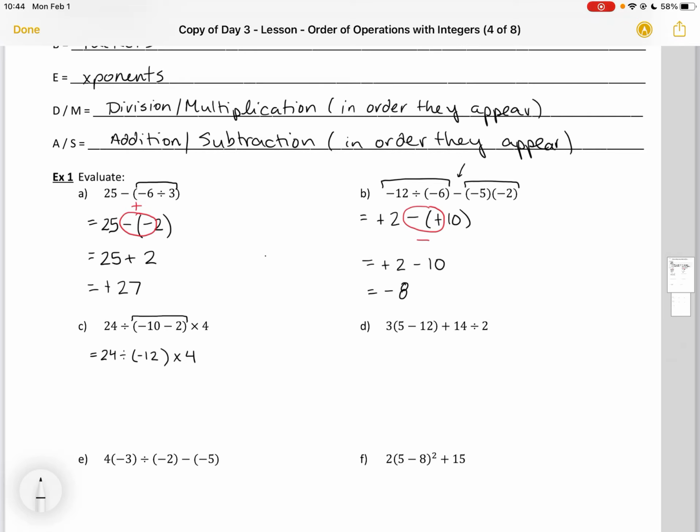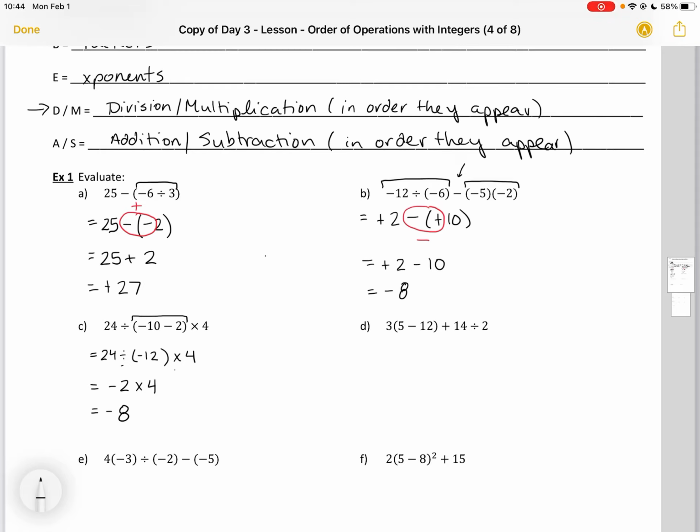Now the two operations that I have left are division and multiplication. Going back to my BEDMAS chart, I know that I can do those at the same time in the order that they appear. So here I will do 24 divided by -12 is going to give me -2. And then I'm going to multiply by +4, which gives me a final answer of -8.